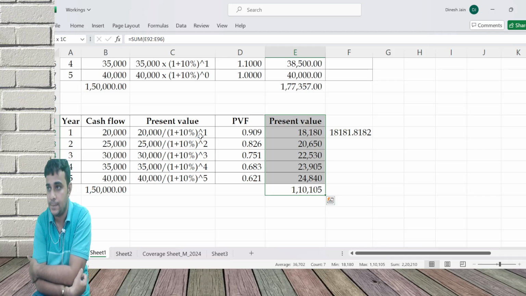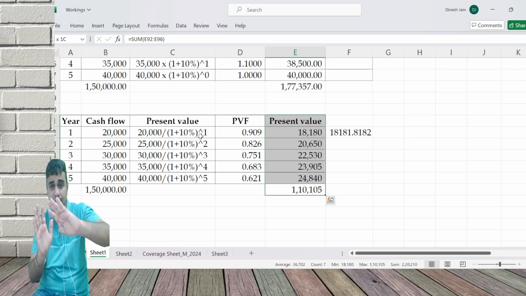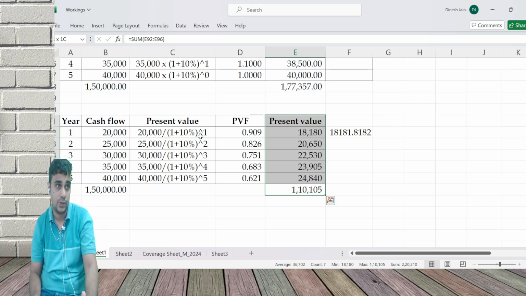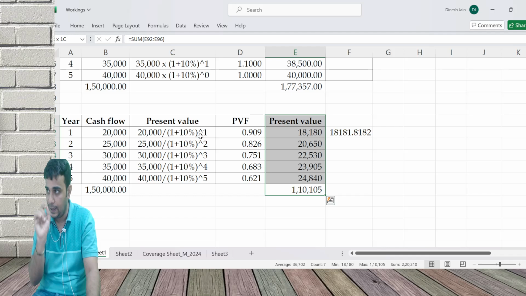Any doubts on this analysis? Clear? Can we proceed? This crux has to be very clear to you. You want me to explain again? I'm ready to explain it again. If something is confusing to you, let me know. I'll explain again. Anything not clear? Can we proceed?